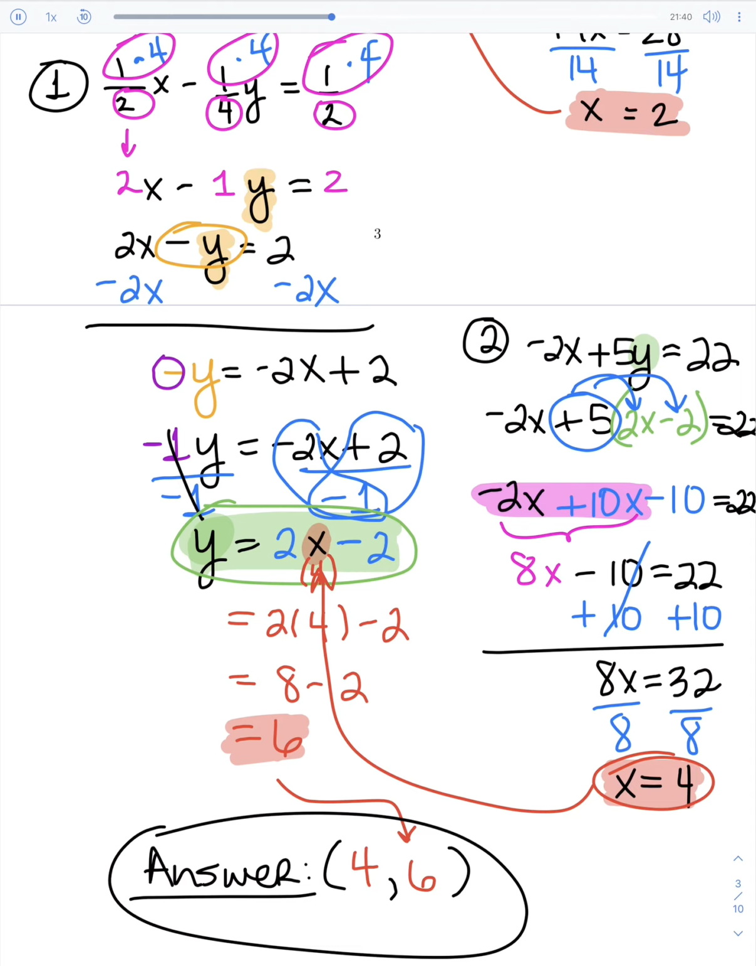Let's try another one. Let's take a look at C. Notice C is actually perfectly set up for substitution. The reason being is if you look at that first equation, the x is already by itself. So that's what we're going to do. We're going to use that first equation and leave it as is. I don't need to do anything to it.